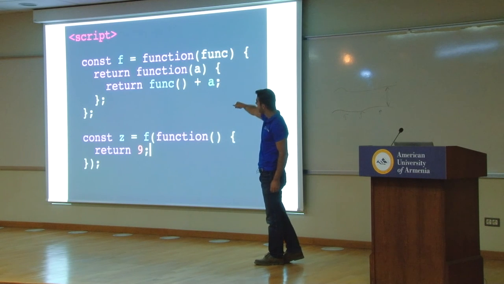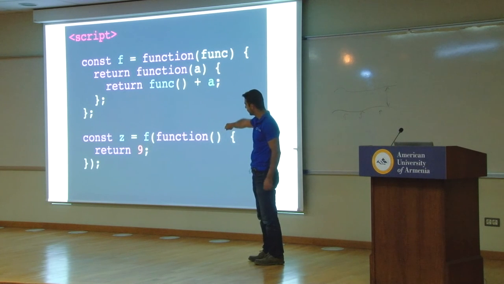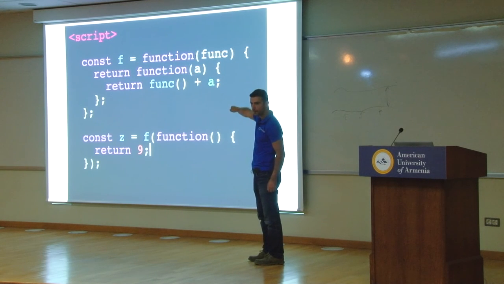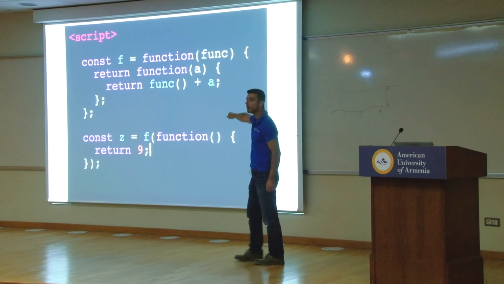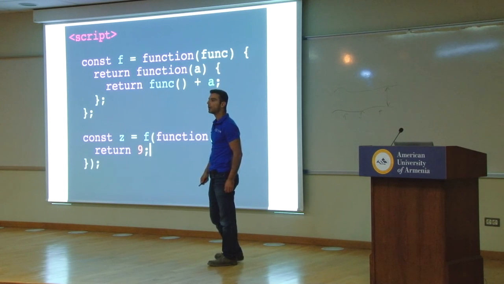OK. Then we have this return a function. So by calling this, what gets returned to z is this function here. Does that make sense? Yeah. I don't quite get the idea, unfortunately. We're like returning it 2 times over and over again.